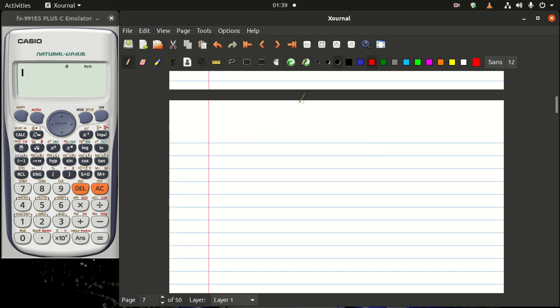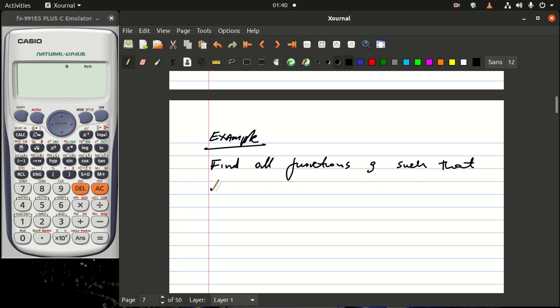So I have an example here. This example is saying: find all functions g such that g prime of x is equal to 4 times sine of x plus 2x to the power 5 minus square root of x, all divided by x. So what is basically happening here? We want to find all the functions g whose derivative is this. So that is what we're looking for here. The solution is not that hard here. We have a nice solution.